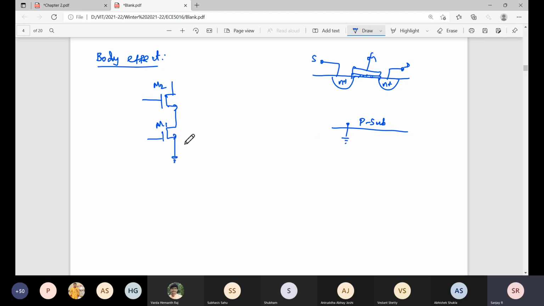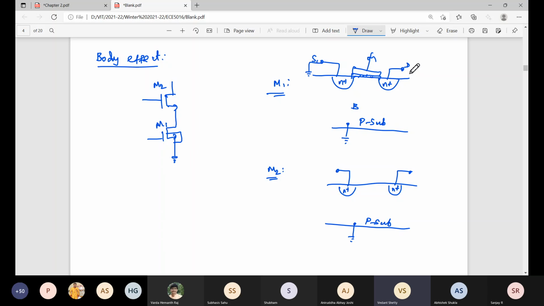Let's take the M1 transistor. Source is connected to ground, so source and bulk are shorted. Am I right? Now we'll come to M2. For understanding purposes, I didn't put a gate. Don't mistake me. P substrate is connected to ground. What about the source terminal in M2? Is it connected to ground?